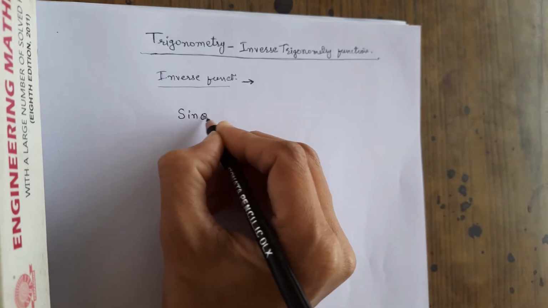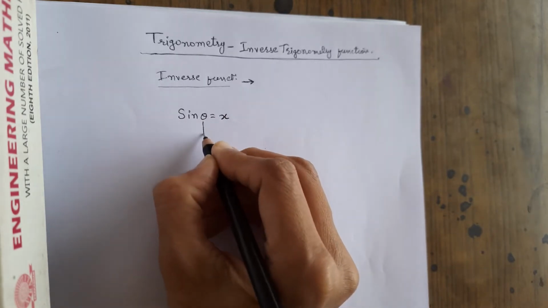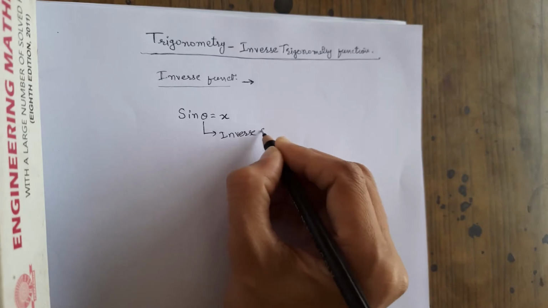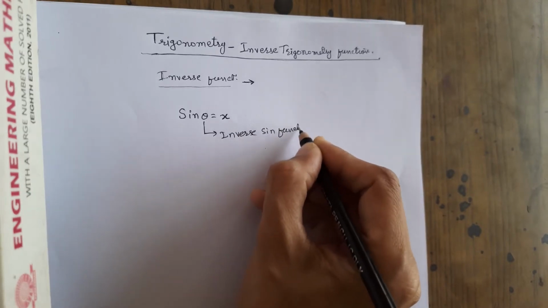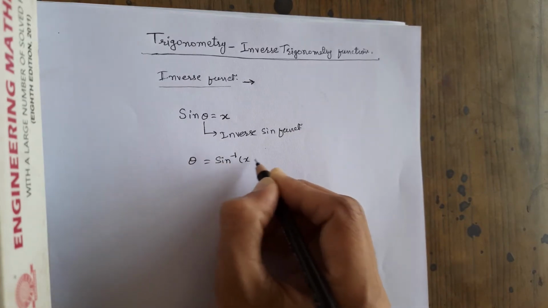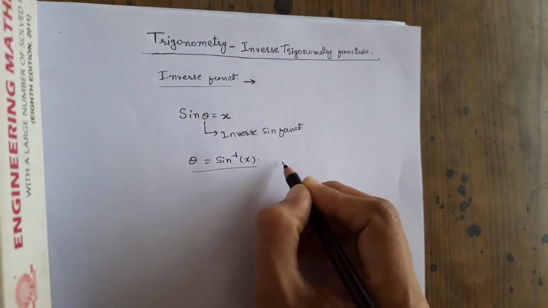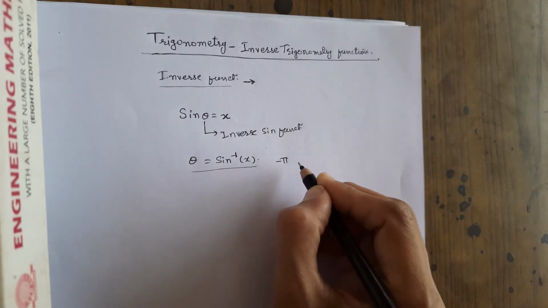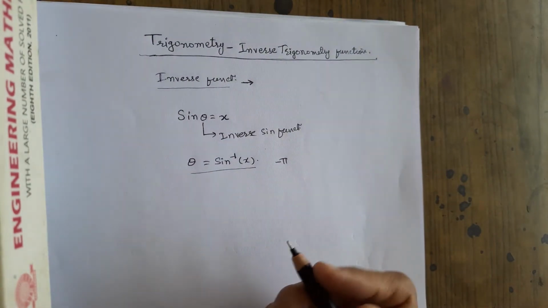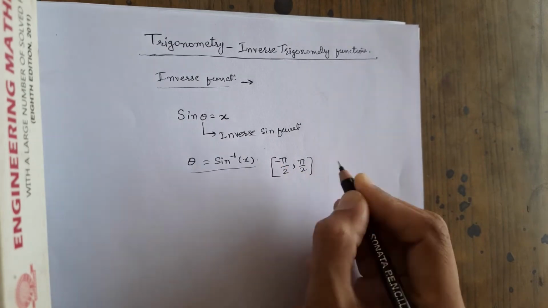Okay, so I'll explain the definition. If sine theta is equal to x, then this theta is called the inverse sine function, and we write it as theta equals sine inverse x. For this to exist, theta should lie between minus pi by 2 to pi by 2. Just remember this fact.